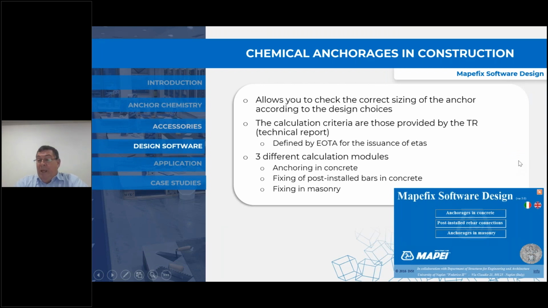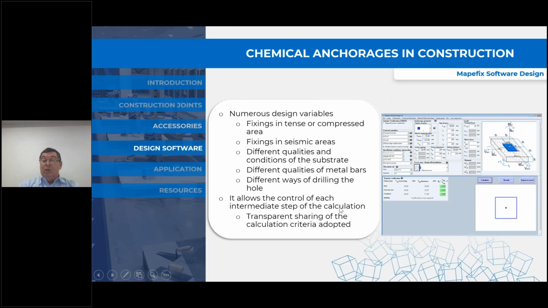Mapei has a design software. It's available for architects, engineers, and designers. It can be downloaded from our website. There's numerous design variables. It can be fixings into tense or compressed areas, fixing into seismic areas, different qualities and conditions of the substrate, different qualities of the metal bars, and also different ways of drilling the holes. That can be either coarse or diamond cored. It allows the control of each intermediate step of the calculation, and transparent sharing of the calculation criteria can be adopted.